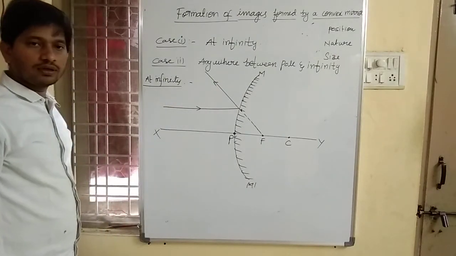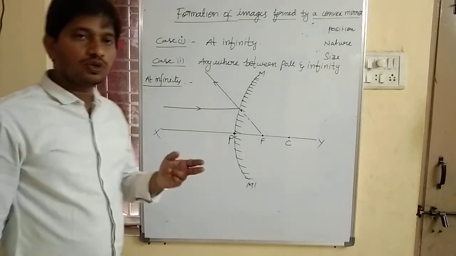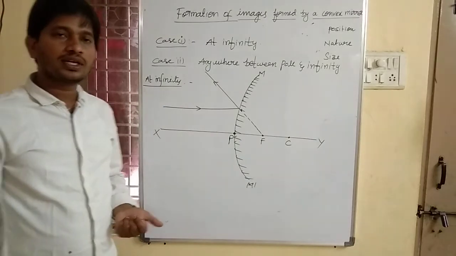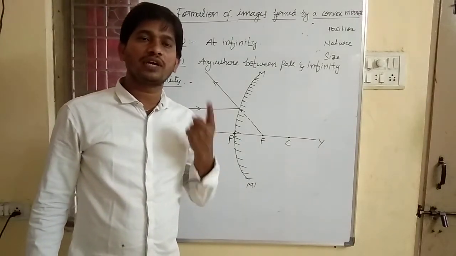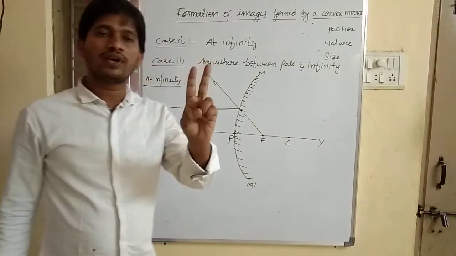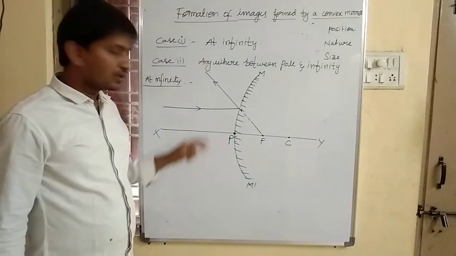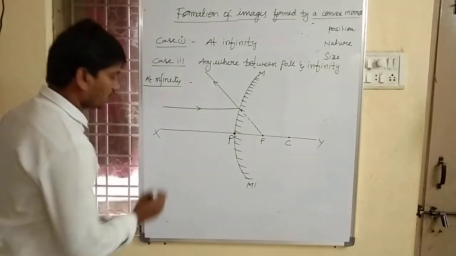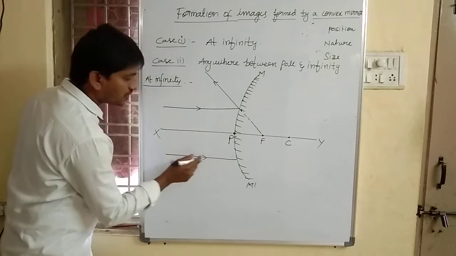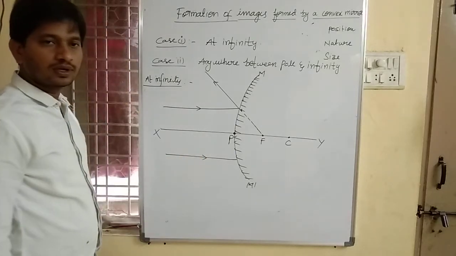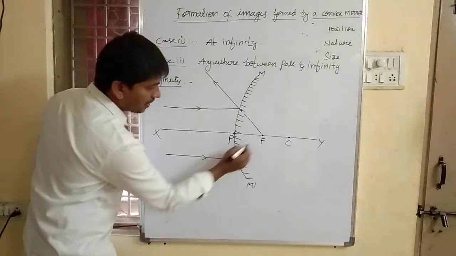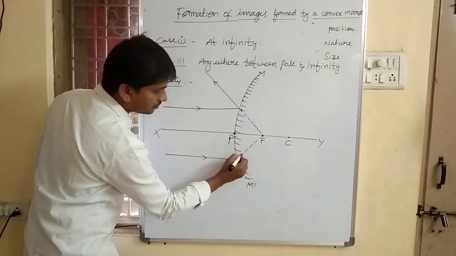Now coming to the second ray of light. As we know, in order to get the position of the image, at least 2 reflected rays have to meet at one point. So for that we require a minimum of 2 rays of light. So this is our first ray of light. Now this is my second ray of light, which is also parallel to the principal axis of a convex mirror. After reflection, it appears to be coming from its focus.